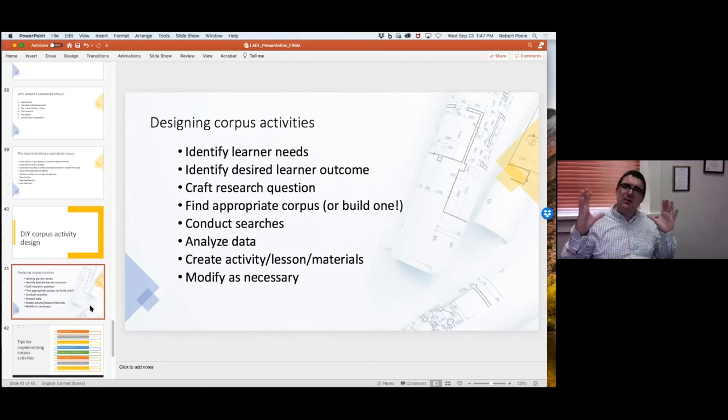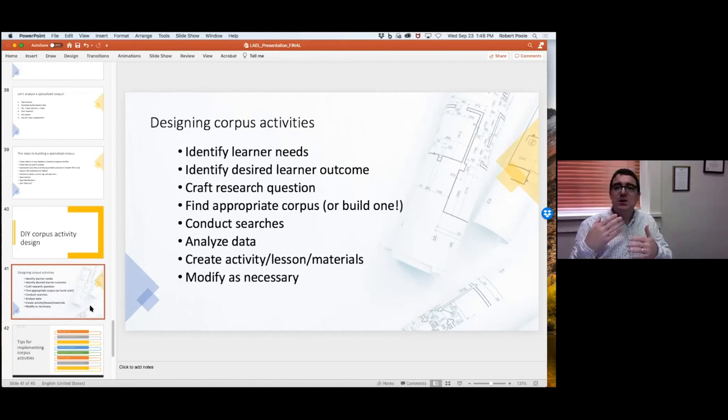So create a question that can shape the activity, find a corpus or build one, do the searches, analyze the data, create the activity, lesson and materials, and then modify as necessary. That sounds like a lot, I get it, but for a corpus, you don't necessarily need millions and millions of words. You can start small and build over time. Once you've got the corpus built to a satisfactory size, who's to say what's really satisfactory, once you've got enough text there, then you can start to develop some small activities.